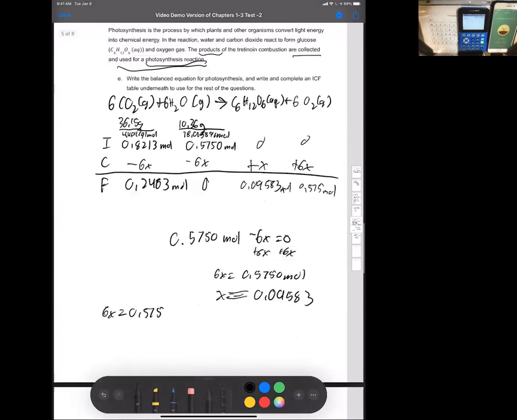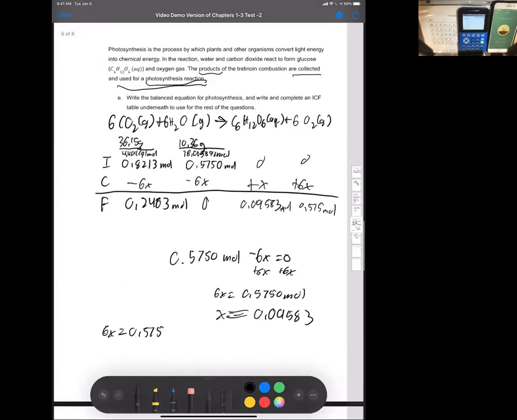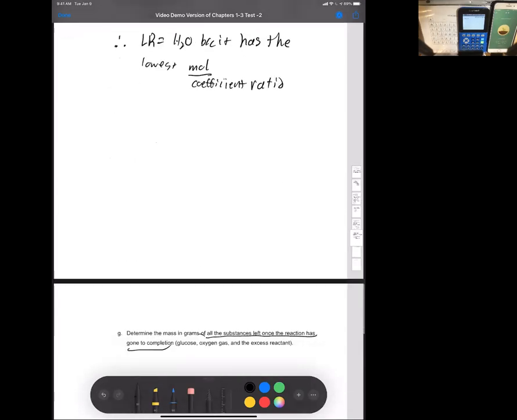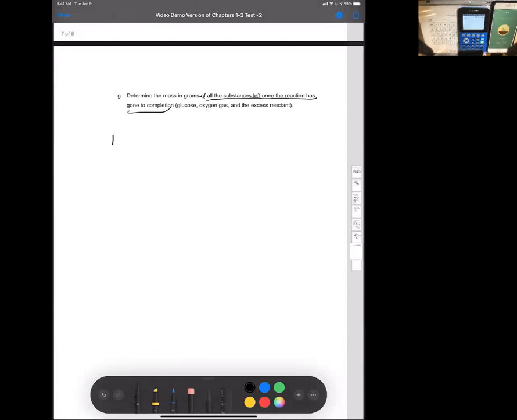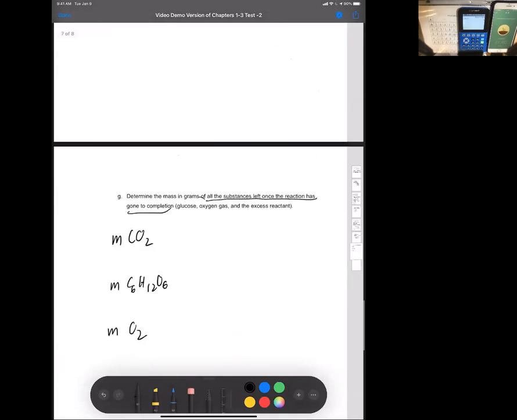You can see that over here, all the substances left once the reaction is completed. Everything is going to be left except for this LR, except for H2R. So really what the question is asking for is the mass of 6 H2R, the mass of 2. To get this, we take the moles, and moles times molar mass equals mass.